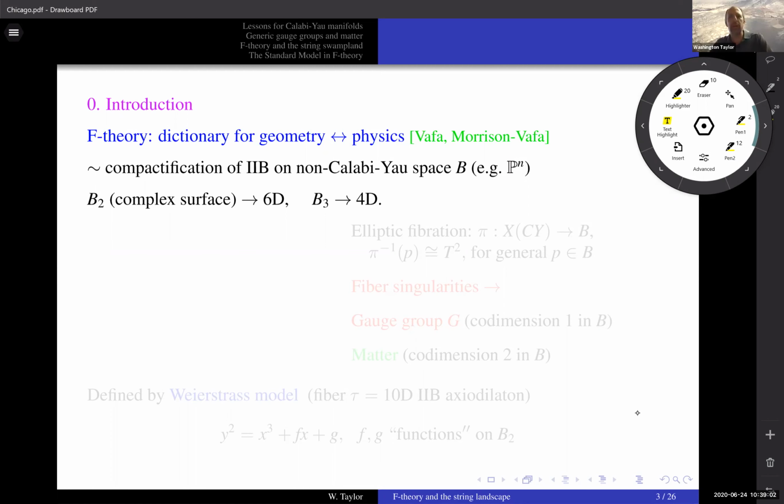So the basic idea of F-theory is we can think of it as a compactification of a type IIB string theory, but on a non-Calabi-Yau space.